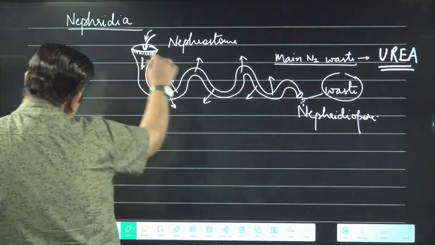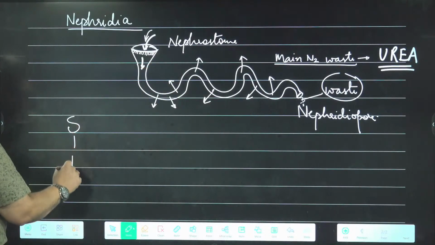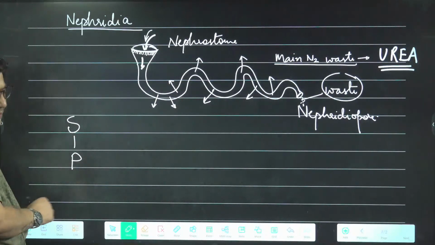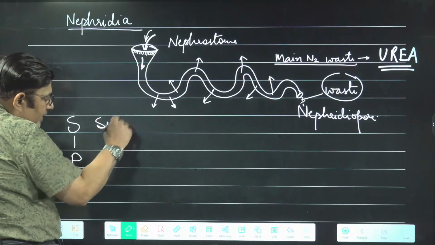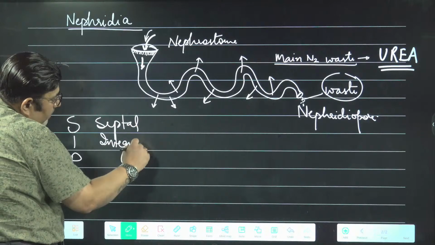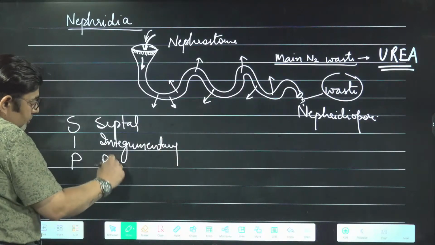This is the structure of a nephridium. Nephridia are of three types. You can remember them as SIP: S stands for septal, I for integumentary, and P for pharyngeal.